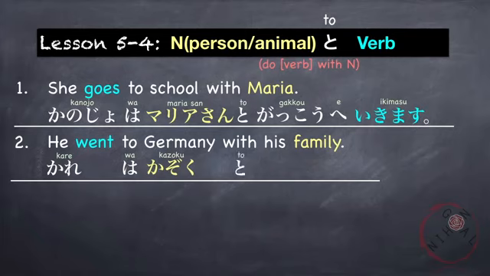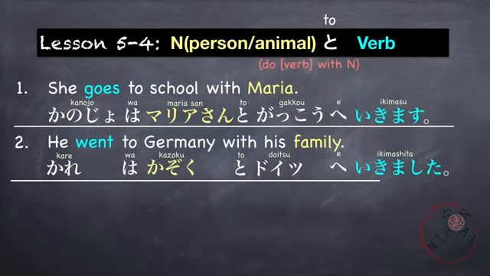Kazoku to. So I didn't put kare no kazoku, or his family, because I think it's already obvious in the sentence. So I just put kazoku. Kazoku to. Germany is Doitsu. Doitsu e ikimashita. Went. Kare wa kazoku to Doitsu e ikimashita.